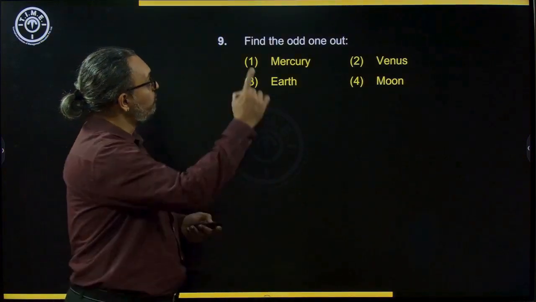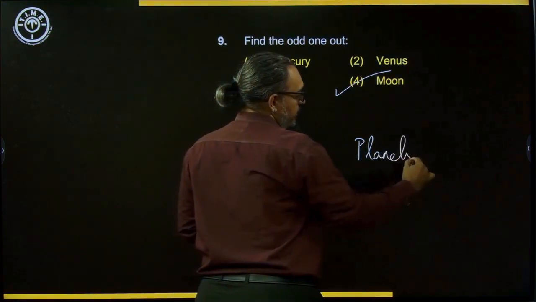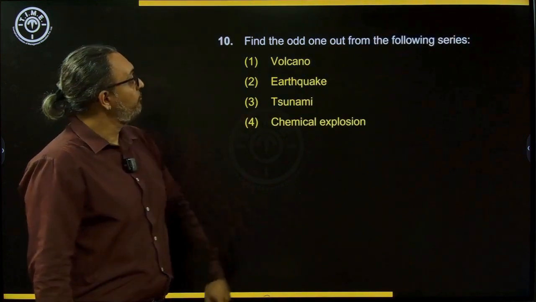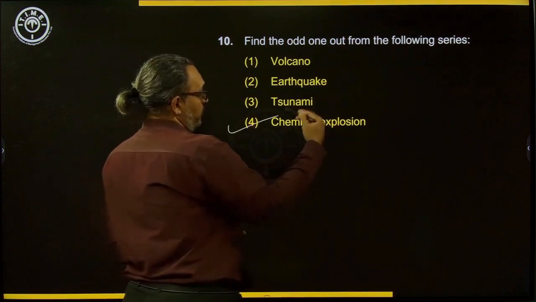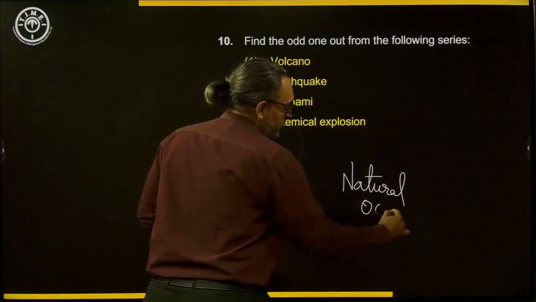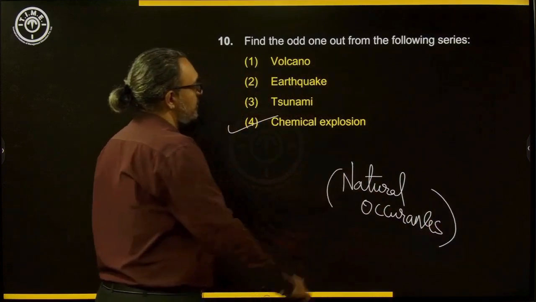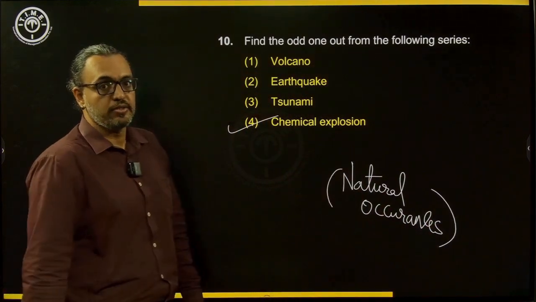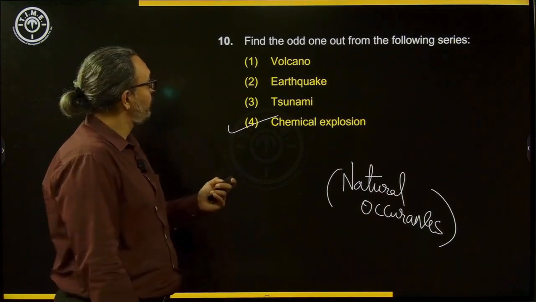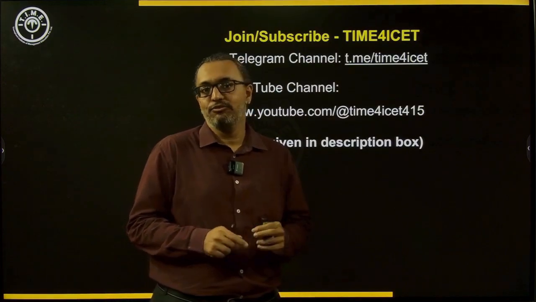Then find the odd one out. Mercury, Venus, Earth, moon, because the remaining are planets. The remaining are planets. And then again find the odd one from the following. Chemical explosion, because the remaining are natural occurrences. Chemical explosion is not a natural occurrence. Correct? Okay. All right. So those were the actual questions of AP ICET 2025 for odd man out.